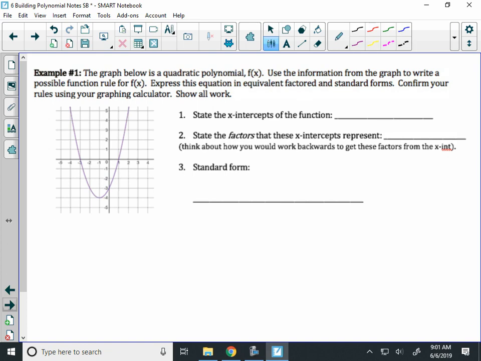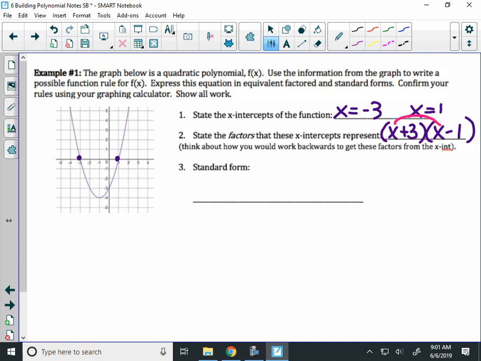Here's to state the x-intercept. It looks like I have one x-intercept at negative 3, and then another x-intercept at positive 1. Now, the factors that give me that x-intercept are the opposite of those signs. So my factors are in parentheses. Each factor is going to get an x, and I would do the opposite sign. So x plus 3 gives me the root of negative 3, and x minus 1 gives me the root of positive 1. Now to get standard form, I'm going to multiply, distribute.